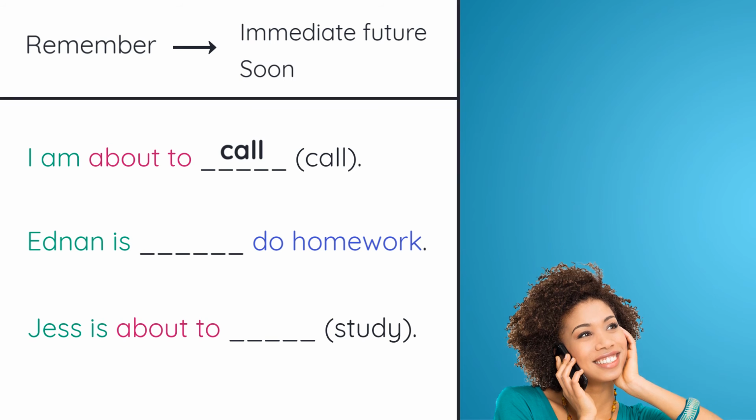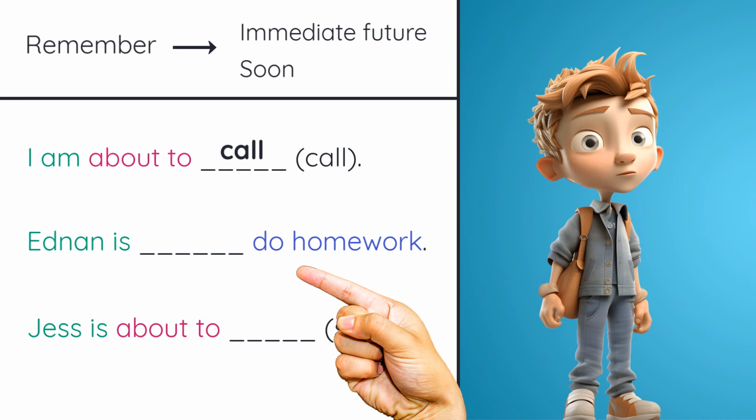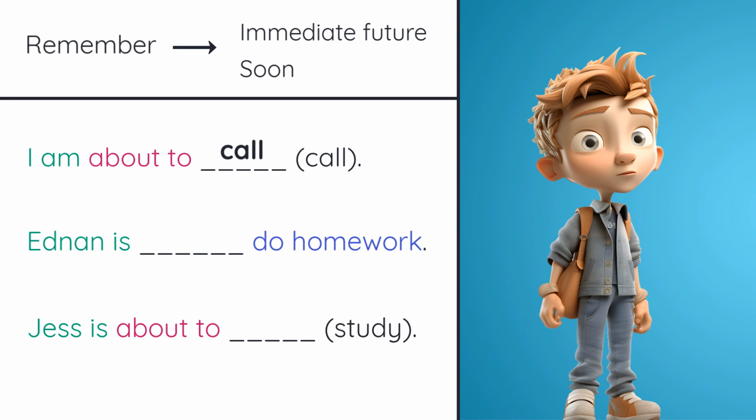Alright, let's look at the next example together. Adnan is blank, do homework. Now I want to talk about Adnan in the immediate future. What he's going to do very soon. So what can we put here? If you said about to, you're correct. Adnan is about to do his homework.